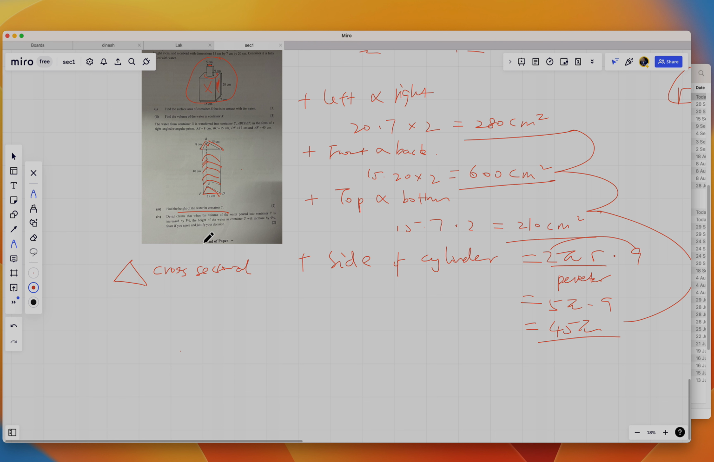So what you're going to do right now is try to increase the height by 3% according to the question, and then see if the volume increased by 9%. Then you find the volume. Oh, so the volume increased by 3%, the height increased by 9%. Another way: increase the height by 9%, see if your volume increased by 3%. Make sense? So you increase your height by 9% first.